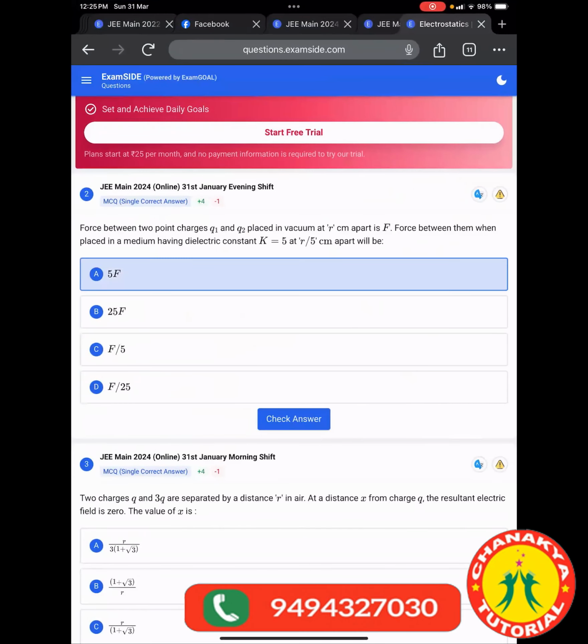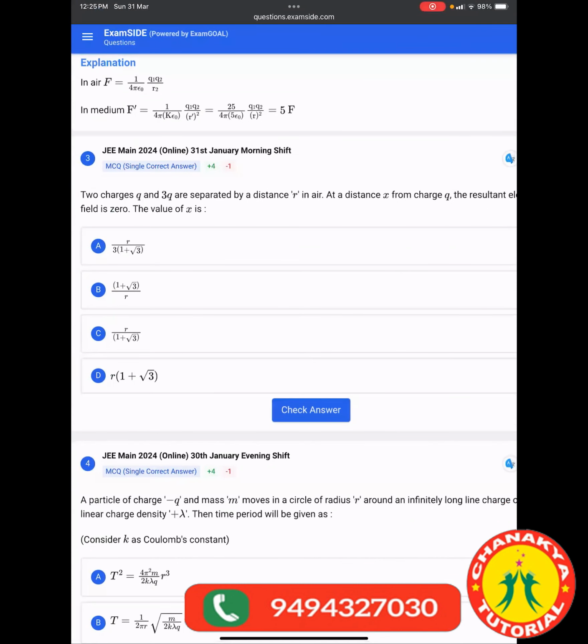Two charges Q and 3Q are separated by a distance r in air. At a distance x from charge Q, the resultant electric field is 0. The value of x is? So let us try to solve this.